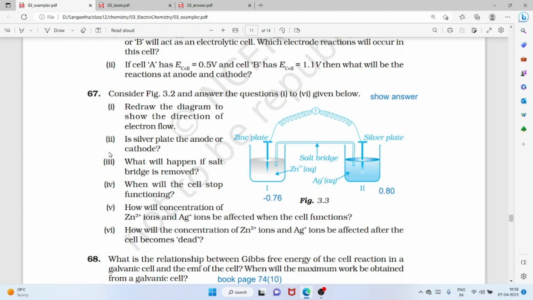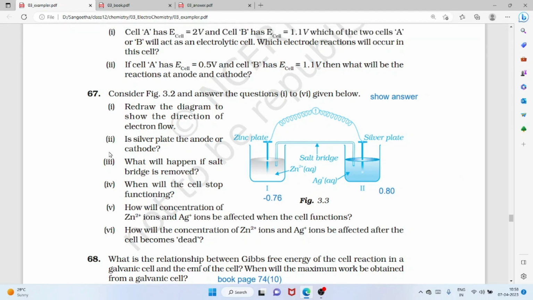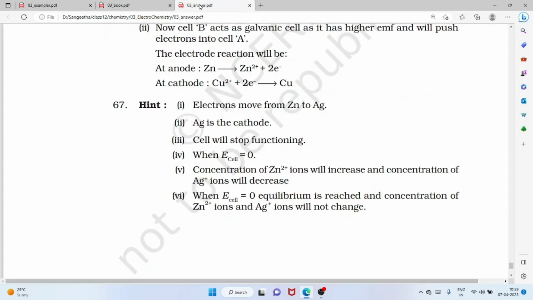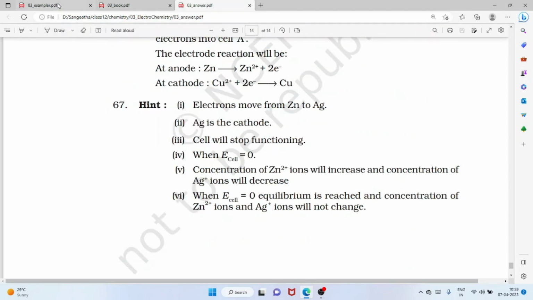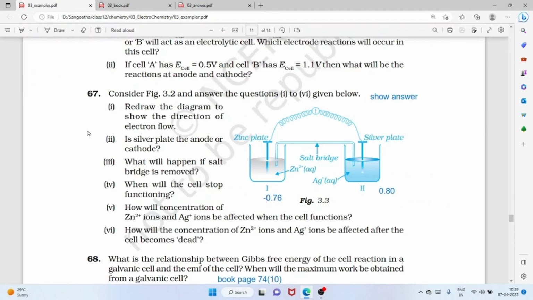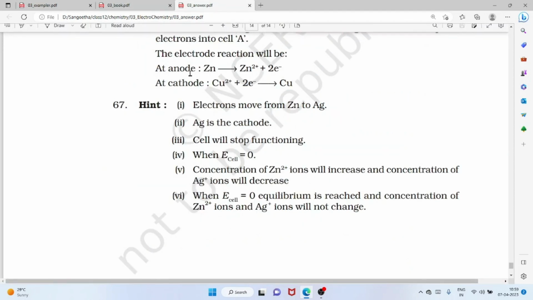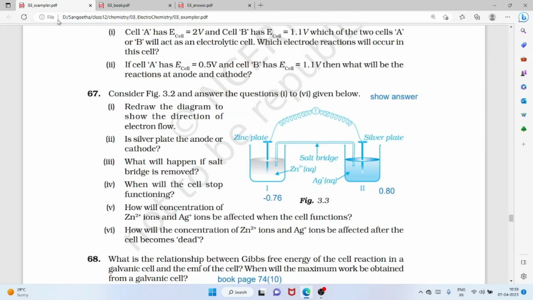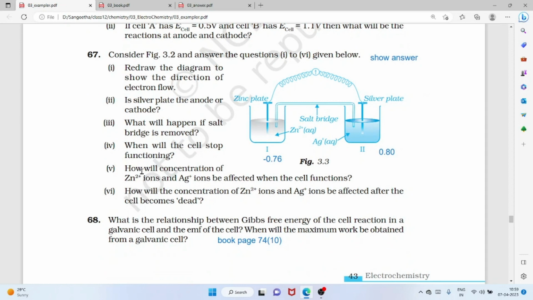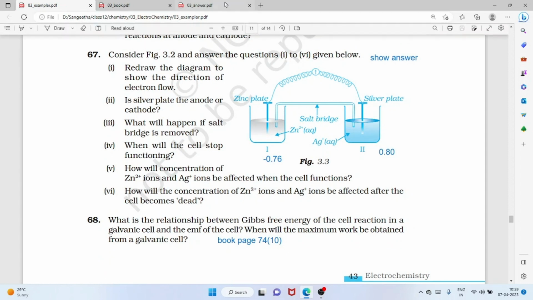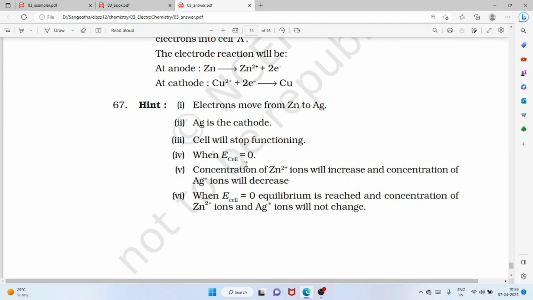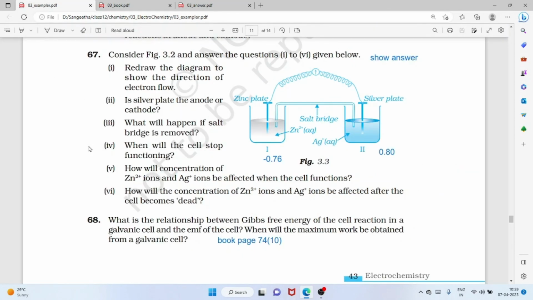Is the silver plate the anode or cathode? Okay, so silver is the cathode. What will happen if the salt bridge is removed? Okay, so no reaction. It will stop functioning. When will the cell stop functioning? When the voltage is zero, the potential is zero.